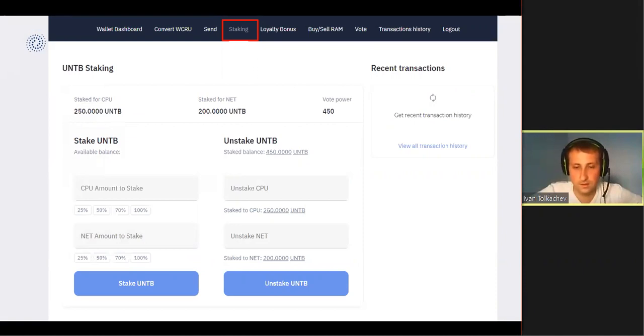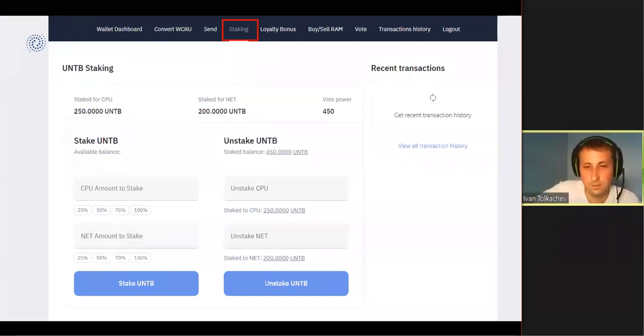But if you unstake UNTB or even sell this UNTB, then next time you don't have the enough amount, and then you will have to buy them from the exchange or wait for them to be generated by staking. Therefore, don't be in a hurry to unstake it. If the blockchain requires them, stake as many as you can afford, and then you will never actually have difficulties with the memory.